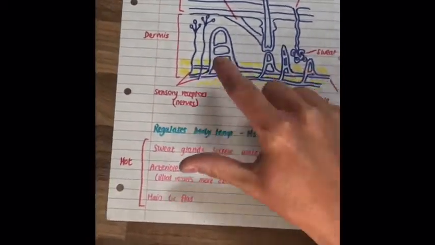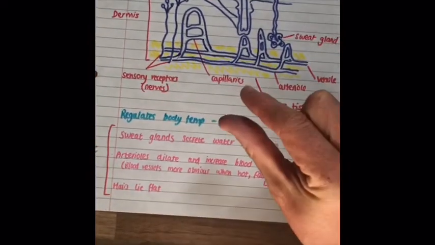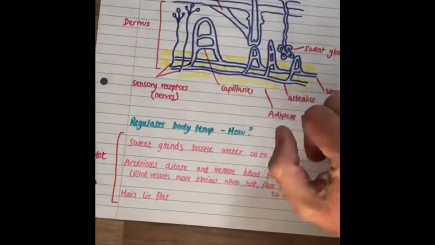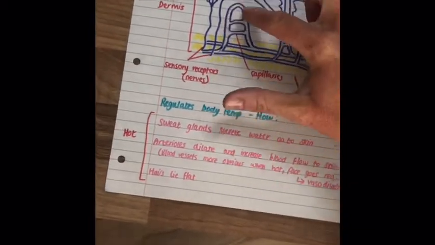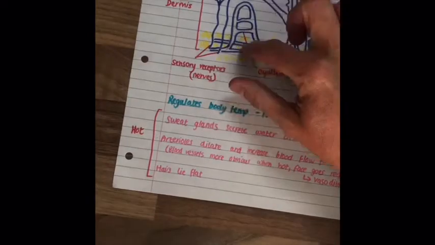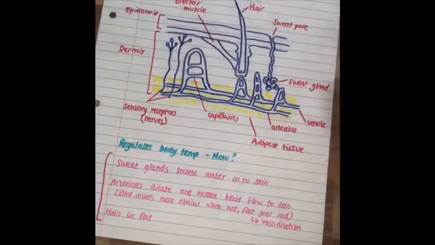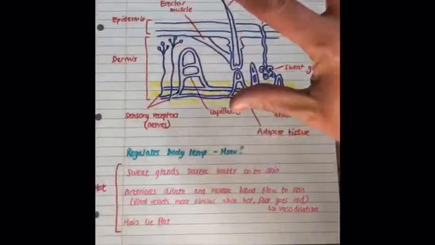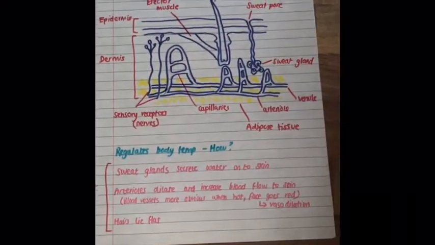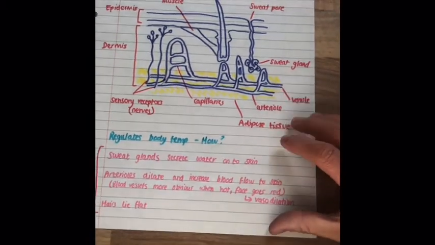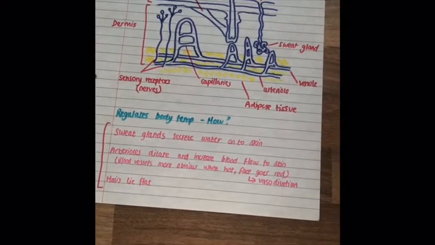What are these blood vessels down at the bottom? We have our arterioles, which are the smallest type of arteries, and our venules, which are our smallest type of veins. These are attached by our capillaries. So capillaries join our arterioles and our venules together, supplying the skin with blood. Okay, so those are all the different parts of the skin. You need to be able to label all of those parts and discuss what each part does also.